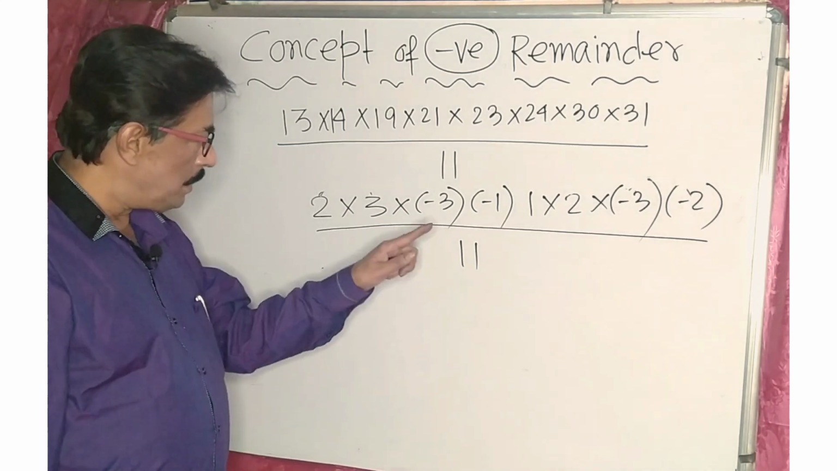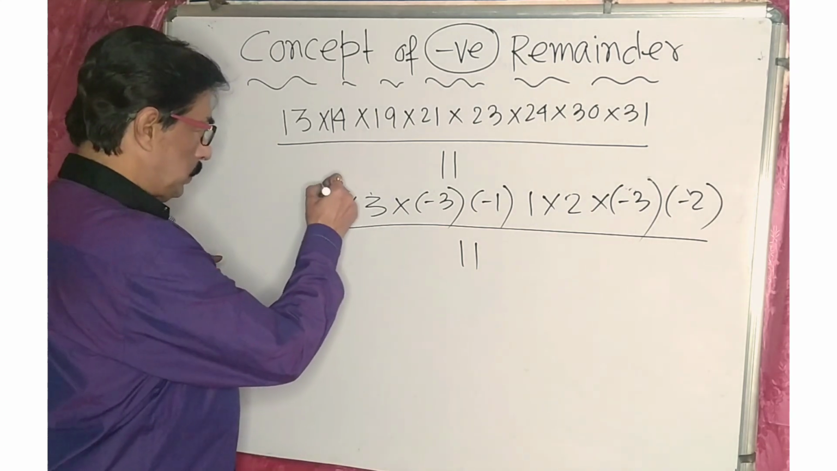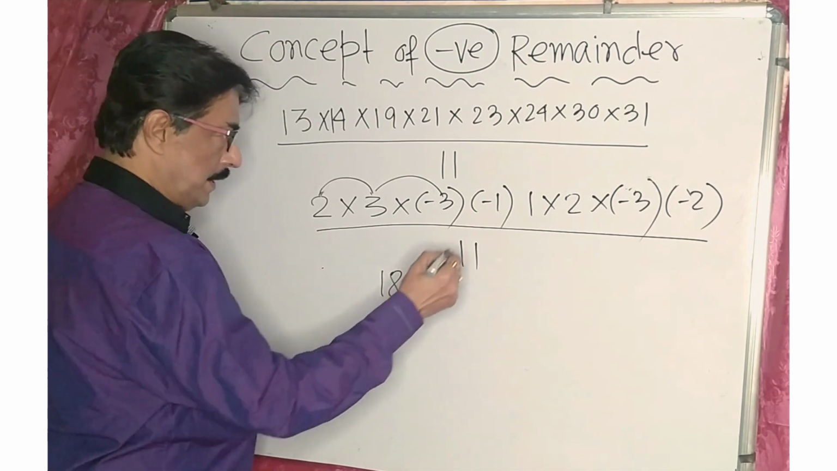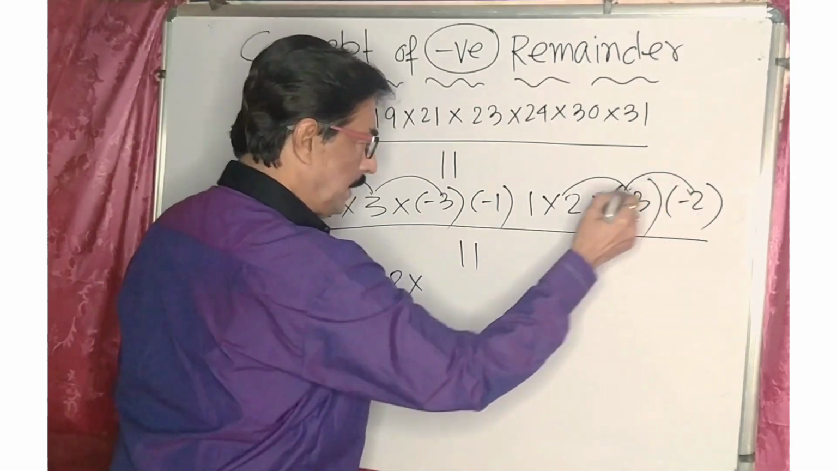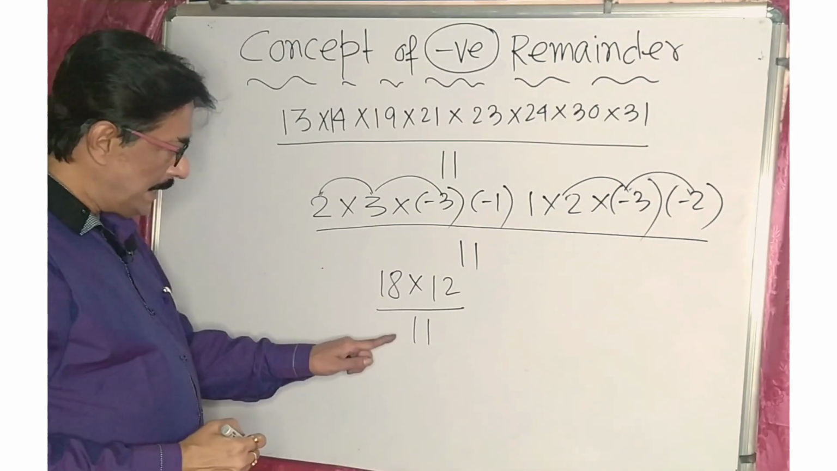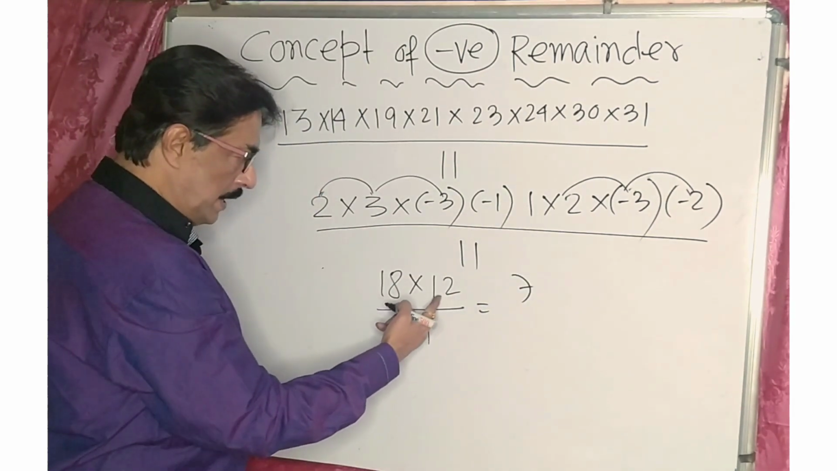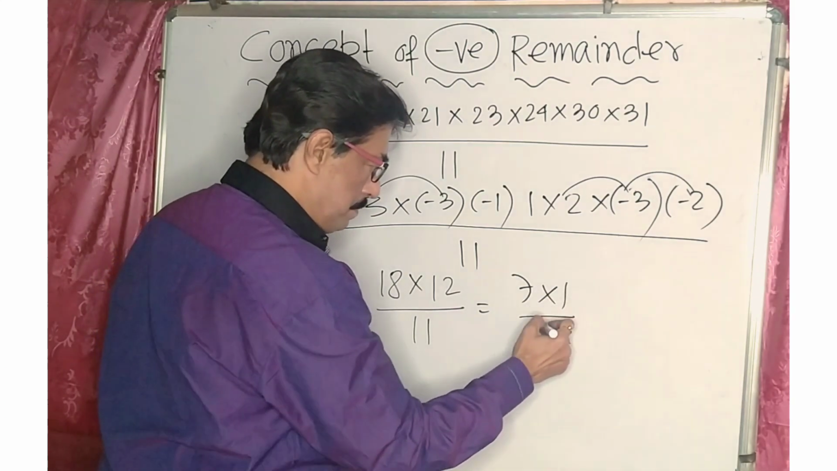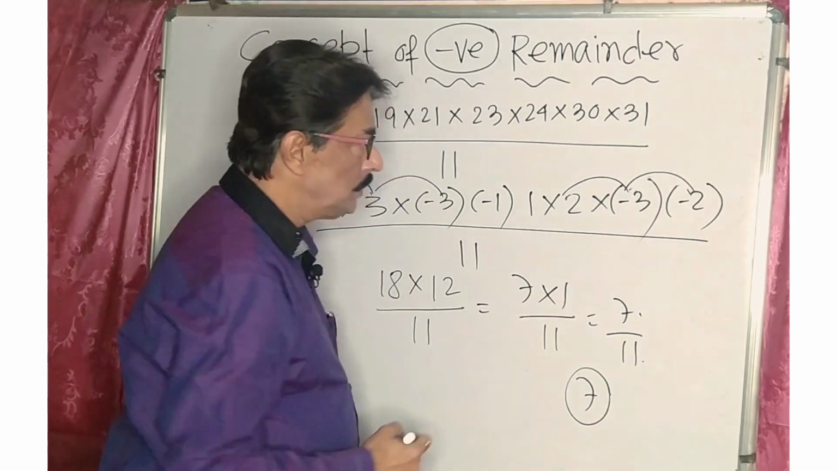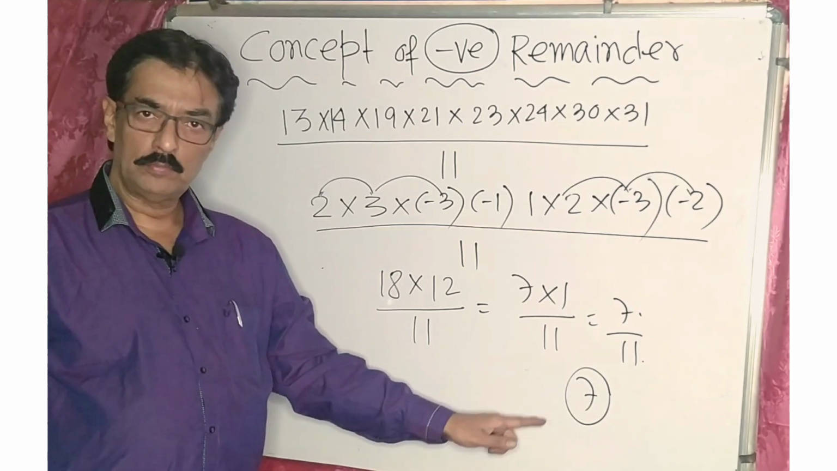Now, we need to multiply the numbers in such a way that the number is more than 11. 2 threes are 6, 6 threes are 18. I write 18 here. Multiply. 2 threes are 6, 6 twos are 12. I write 12 here by 11. Now 18 by 11, this is 7. We can write positive, we can write negative, no problem. 12 by 11, positive remainder 1 by 11. So 7 by 11, the ultimate remainder will be 7. So when the expression is divided by 11, your result will be 7.